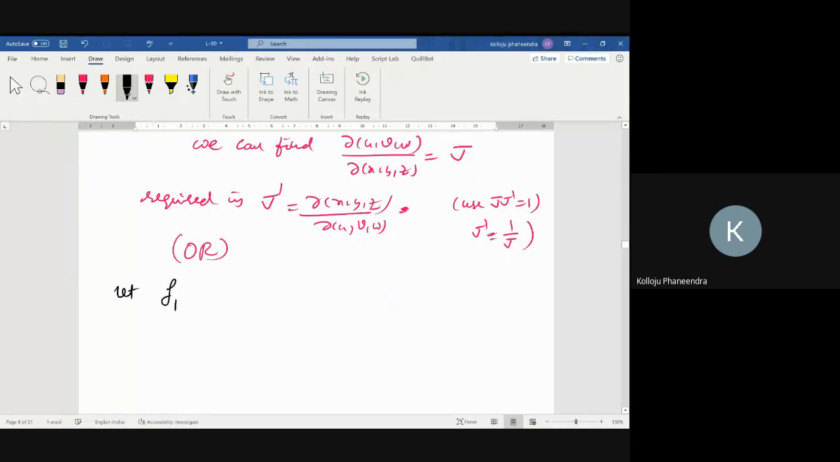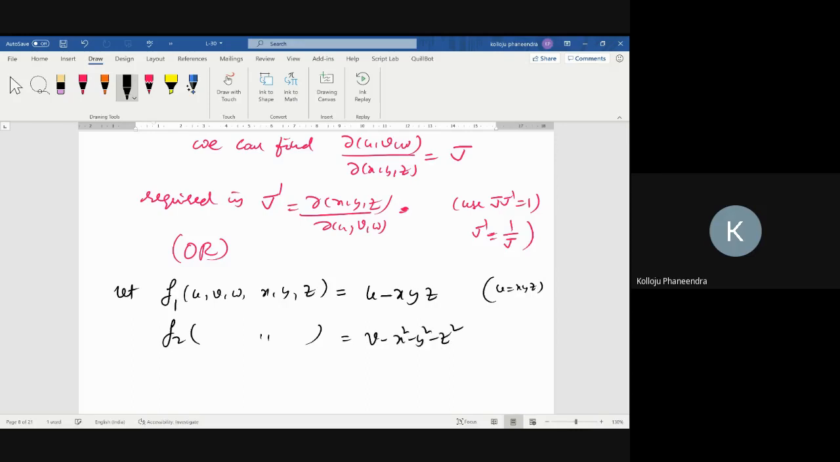What is the first function? F1 is a function of u, v, w, x, y, z: F1 is u minus xyz. From u equal to xyz, you write u minus xyz as the first function. Similarly, F2: v minus x square minus y square minus z square. And the third function F3 is w minus, what is the given function? x plus y plus z, so w minus x minus y minus z.